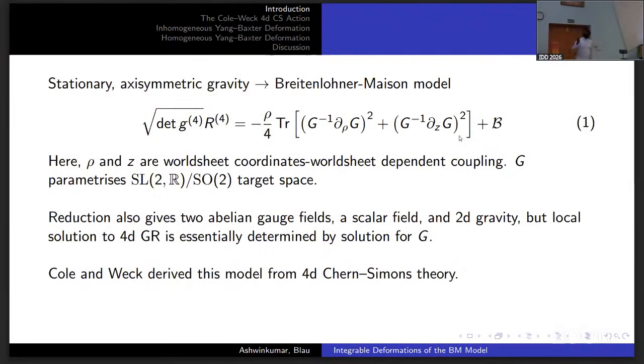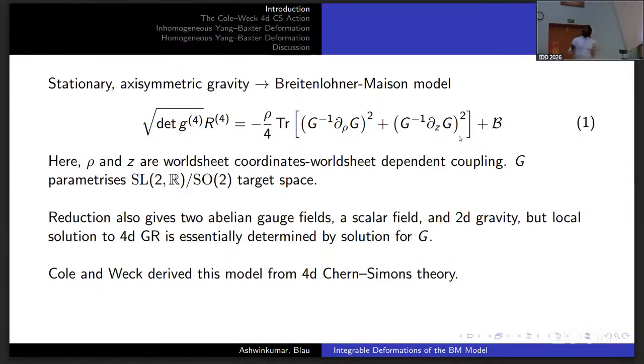So this is what the sigma model looks like. As I mentioned, you have a worldsheet dependent coupling. So that's rho over here. Here I will use rho and small z to denote worldsheet coordinates. So small z here is not a spectral parameter. And for 4D GR, here the field G parameterizes this coset SL2R mod SO2 target space.